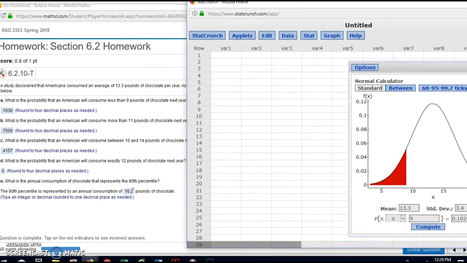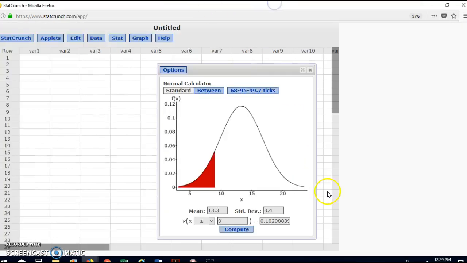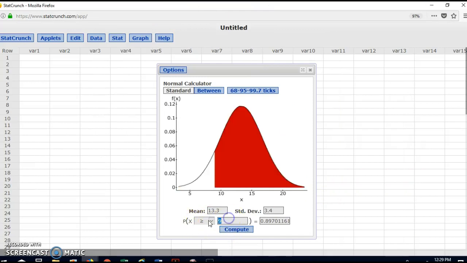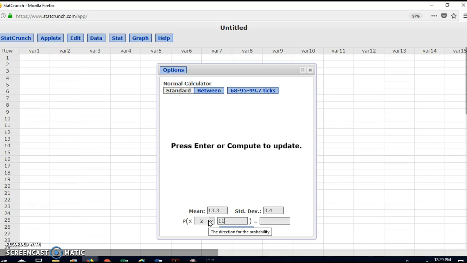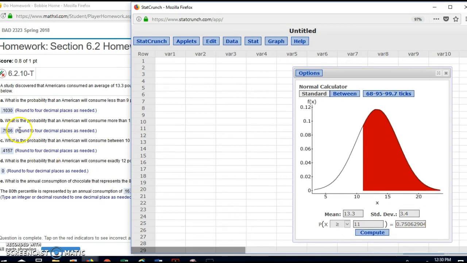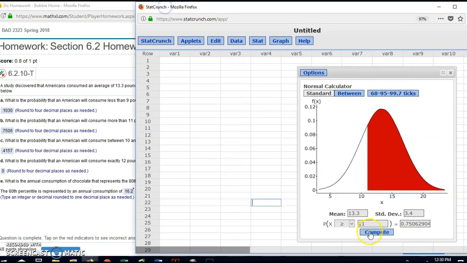Okay, and then the next one, what is the probability that an American will consume more than 11 pounds? So more than 11 pounds, you just put in 11 and hit compute, and you get 0.7056. And then the next one, what is the probability that an American will consume between 10 and 14 pounds?